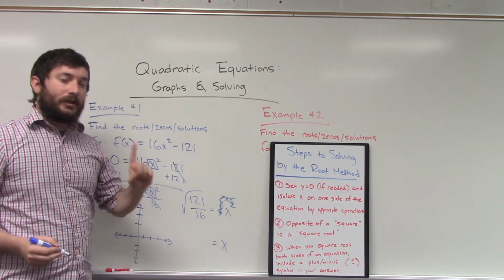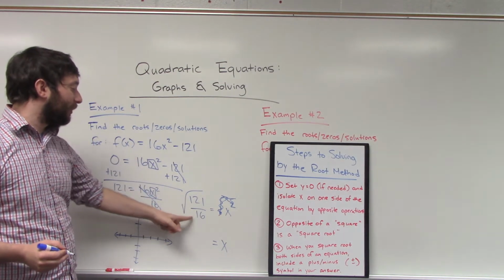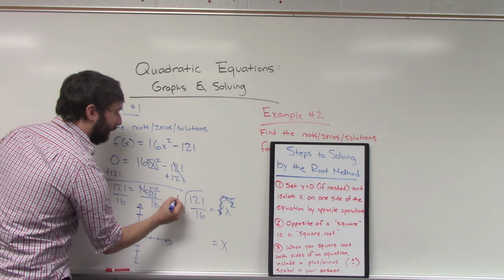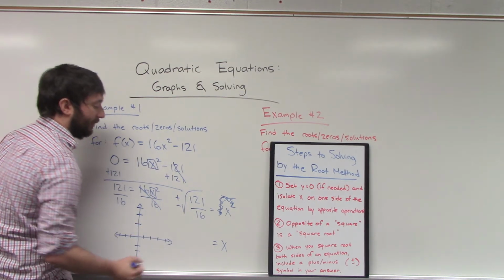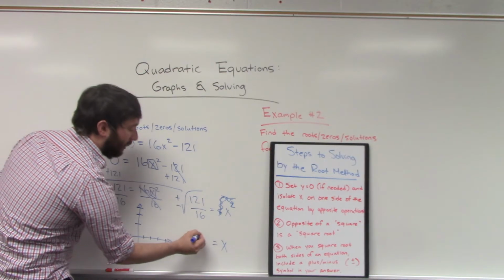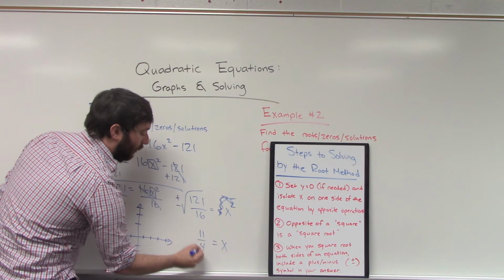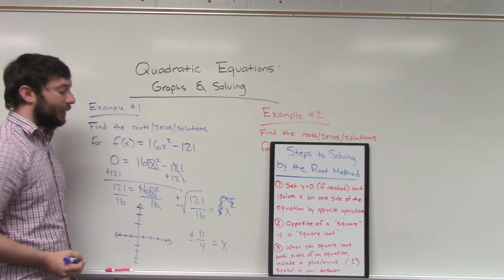Okay. Importantly though, it's important to remember that when we take the square root of both sides of a problem, we always need to have a little plus and minus symbol in front. So this should be plus and minus. The square root of 121 is 11. The square root of 16 is 4. Our answer should be plus and minus 11 over 4.